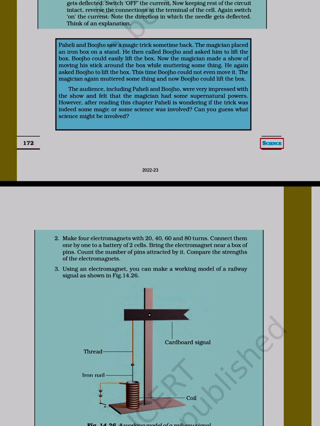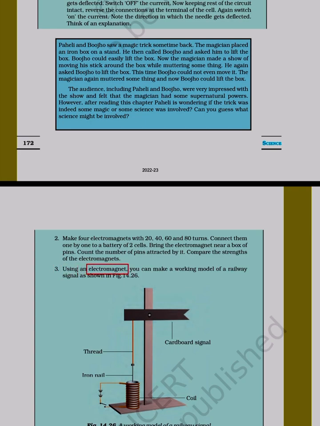172. Science. 2022-2023. 2. Make four electromagnets with 20, 40, 60 and 80 turns. Connect them one by one to a battery of two cells. Bring the electromagnet near a box of pins. Count the number of pins attracted by it. Compare the strengths of the electromagnets.